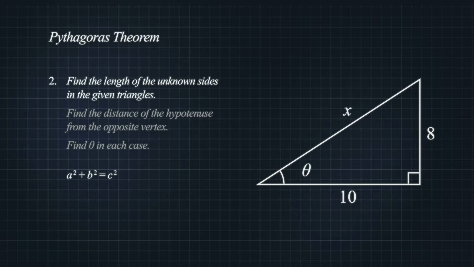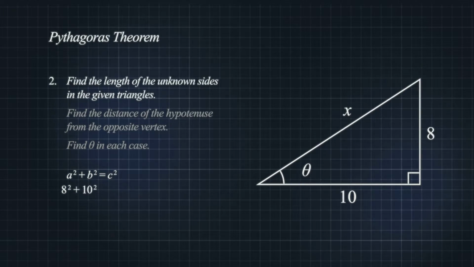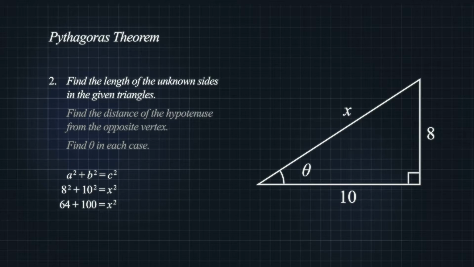Instead of a to the second power, we write 8 to the second power, and we replace b with 10. In the place of c squared, we write x squared because it is the hypotenuse. 8 to the second power, that is 8 multiplied by 8, is 64. 10 to the second power is 100 because 10 times 10 is 100. The sum of 64 and 100 is 164.